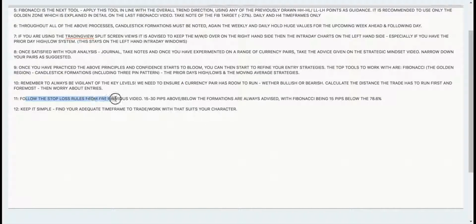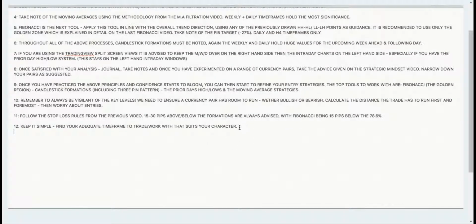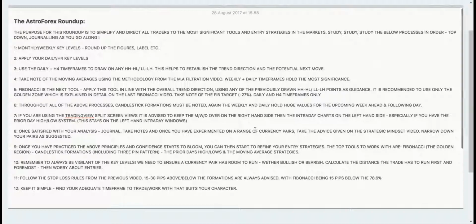Follow the stop loss rules from the previous video. 15 to 30 pips above or below the formations. Okay, Fibonacci being 15 pips below the 78.6, guys. Keeping it simple, find your adequate time frame to trade and work with that suits your character and your overall routine. So take a screenshot of this.